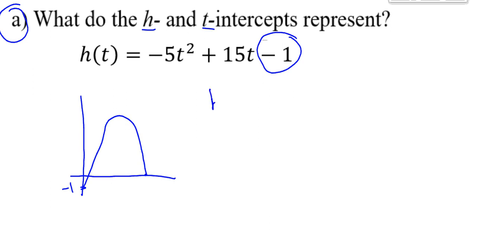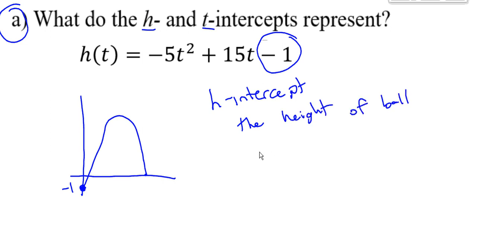So the H intercept, called the vertical intercept, right here, represents the height of the ball when it was hit. It's what height compared to ground level the ball was at the moment it was hit. So the moment it starts traveling along this parabola, where was it? It was down 1 meter in the sand trap.